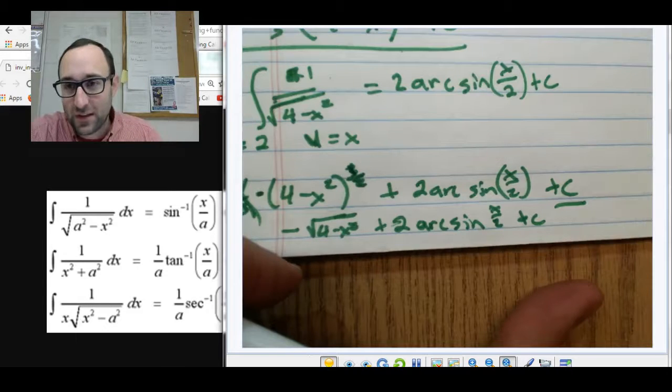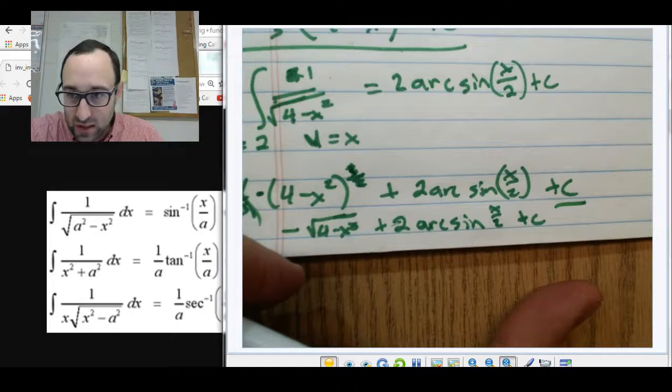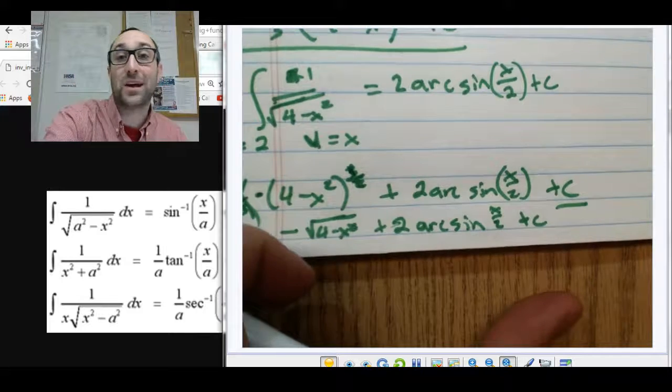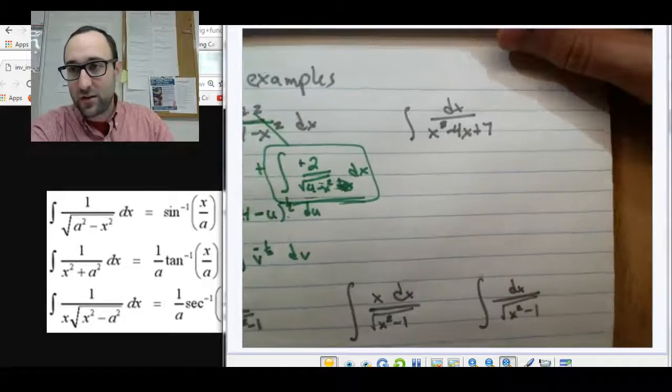All right, there we go. So it is negative square root of 4 minus x squared plus 2 arcsine x over 2 plus c. All right, so that's the first mistake I ever made. Now let's go back and look at another example.